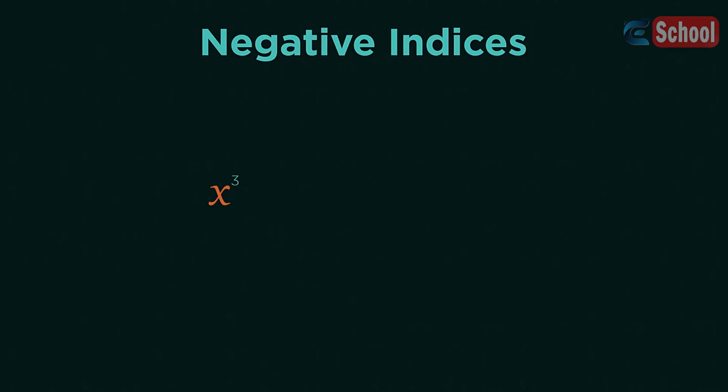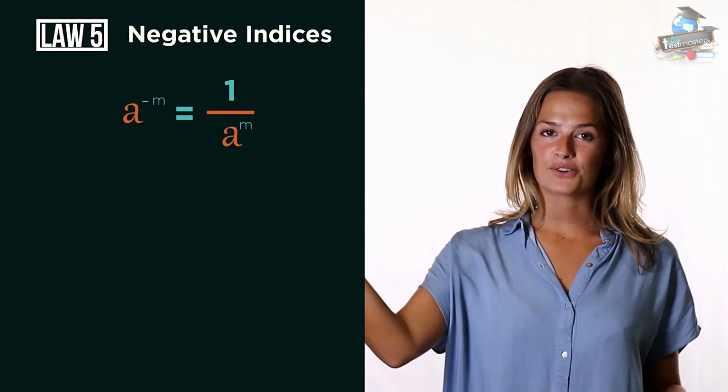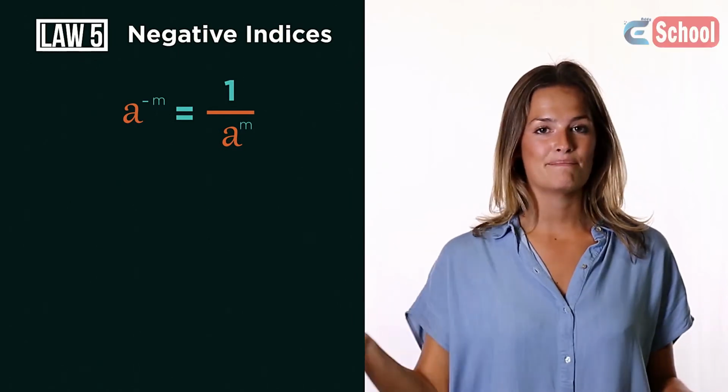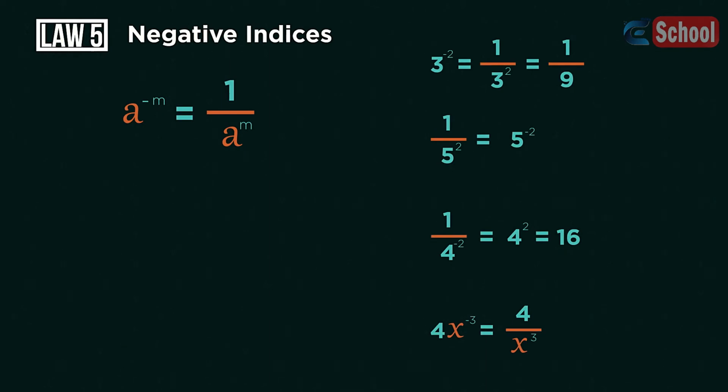So x to the power of 3 divided by x to the power of 5 is x to the negative 2, but it's also 1 divided by x squared. So see how x to the negative 2 is 1 divided by x squared. So for negative indices, we drop it down to the denominator and make it positive. Have a look at these examples to see the negative indices law in action.